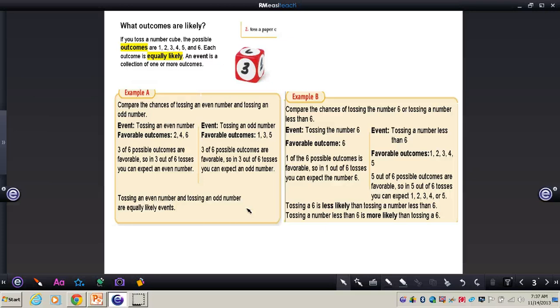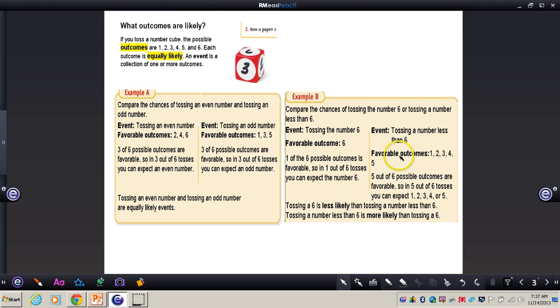Now let's take a look at example B. It says compare the chances of tossing the number 6 or tossing a number less than 6. So the event that we want to do would be tossing the number 6. Favorable outcome, in other words, the outcome we want to try to attain is the number 6. So one of the 6 possible outcomes is favorable. So in 1 out of 6 tosses, you can expect the number 6.